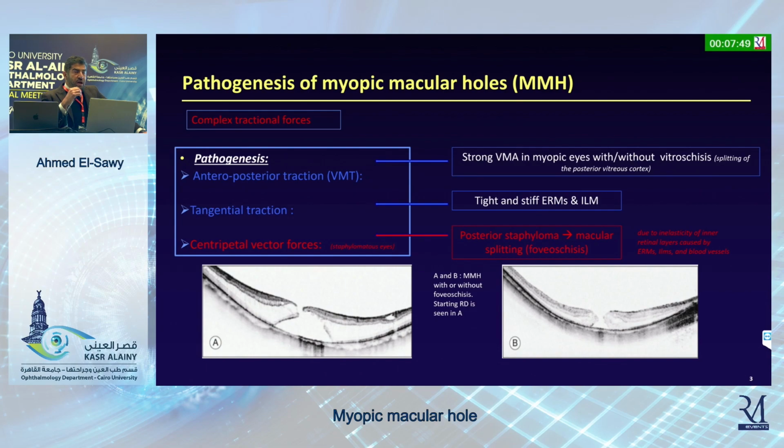Tangential traction is very strong in highly myopic eyes because they have very stiff ILM, they have very stiff epiretinal membranes, and this adds to the tangential traction. Additionally, this is very peculiar about the myopic eyes, the posterior staphyloma itself, which causes the splitting of the macular area, causing the foveoschisis. Actually, the outer retinal layers may conform with the posterior staphyloma as the staphyloma enlarges with time, but the inner retinal layers are very stiff because of the blood vessels, because of the epiretinal membranes, and because of the ILM. So this makes the retina split and not conform with the posterior staphyloma, causing the macular splitting or the foveoschisis, and this is the major challenge for the closure of these types of holes.